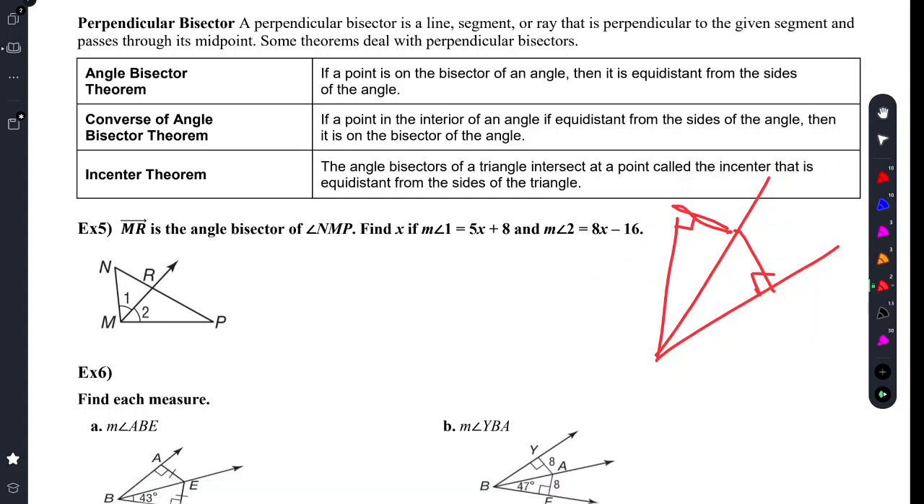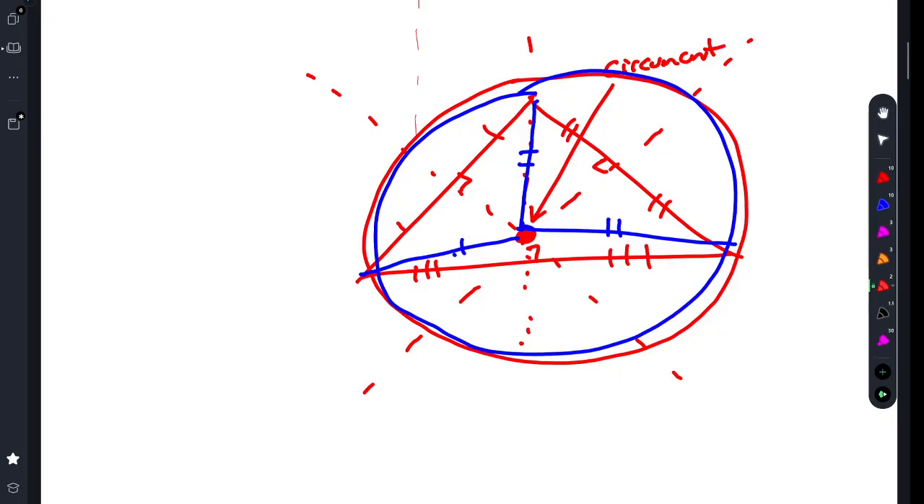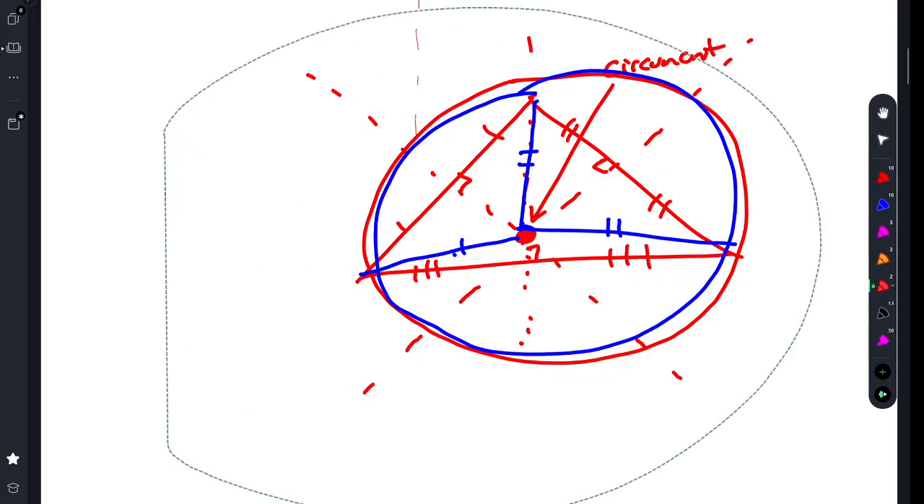All right. And then we got the incenter, right? If you take all the angle bisectors, they create a point that's the incenter. That's equidistant from the sides of the triangle. Let me explain that one to you. So, all right, so say I have a triangle, right?